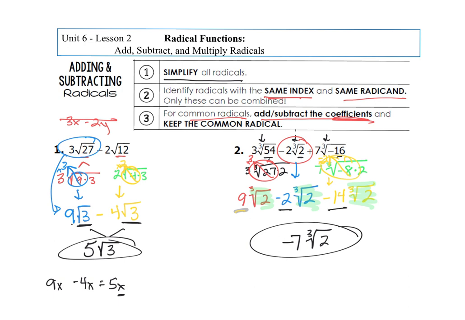So again, you have to kind of get your brain to see: you have to simplify the radicals to get them matching and then treat them like they're variables. Just put together the coefficients.